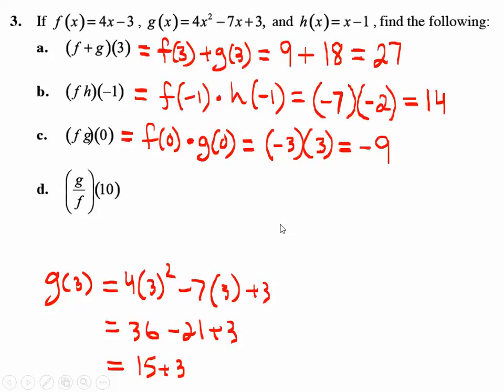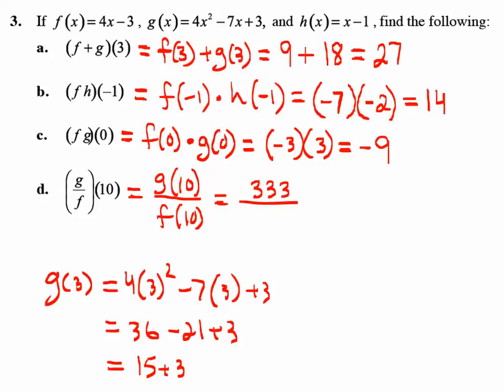Alright, and this one, so g of 10 on top, f of 10 on the bottom, and give you guys a little bit of time to try that one yourself. Alright, I'm going to give the answer here. So I think we should get 333 on top. And plug in a 10 for the f gets you 40 subtract 3 is a 37. And as you start dividing 37 into 333, you get yourself a 9 when you do that. Just got to do a little bit of long division.